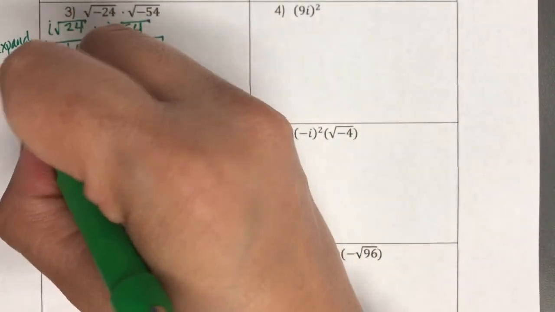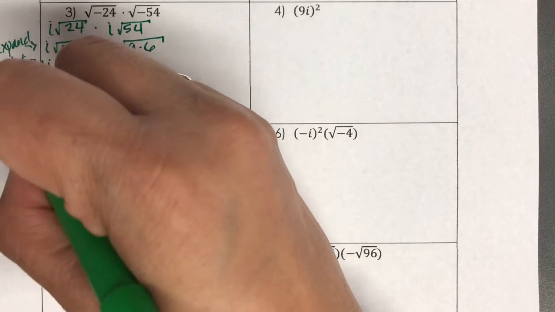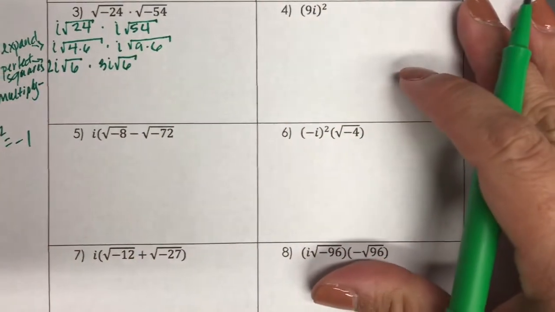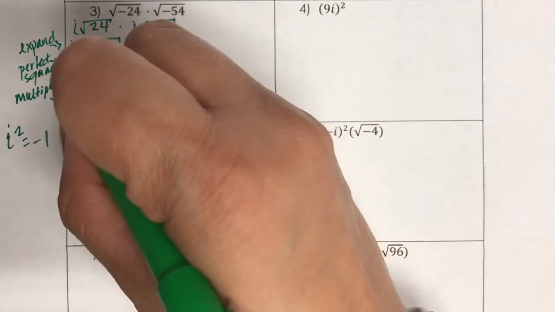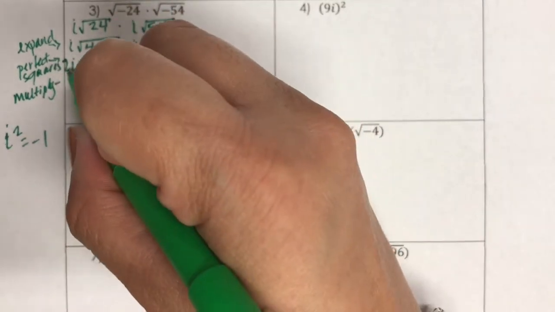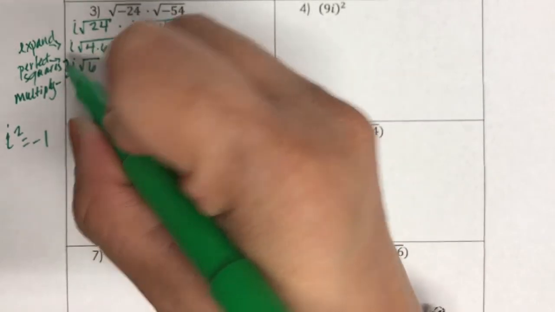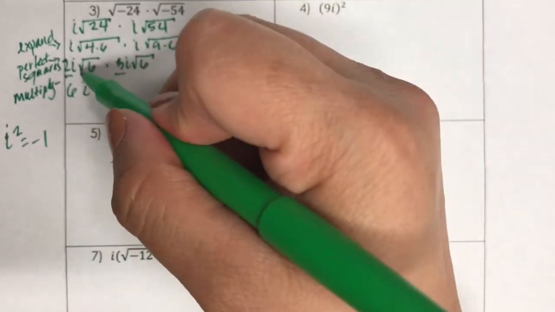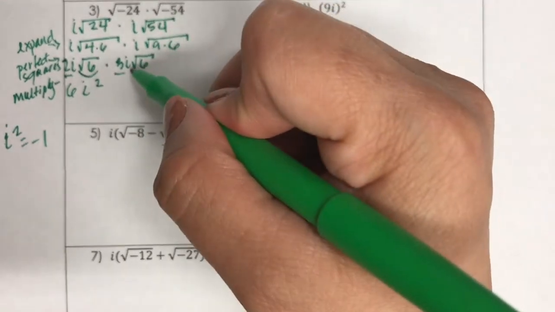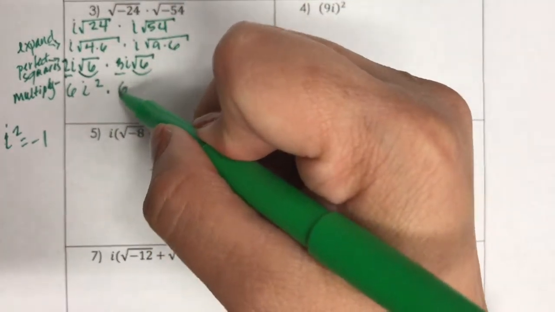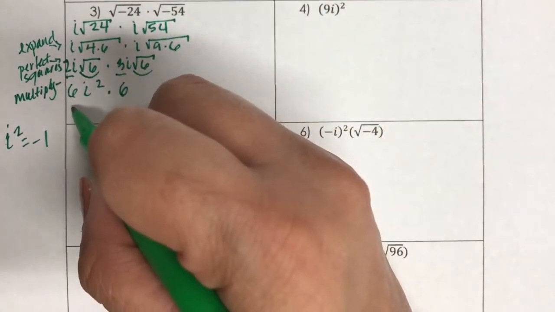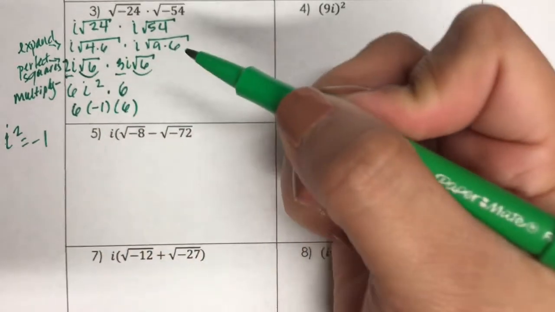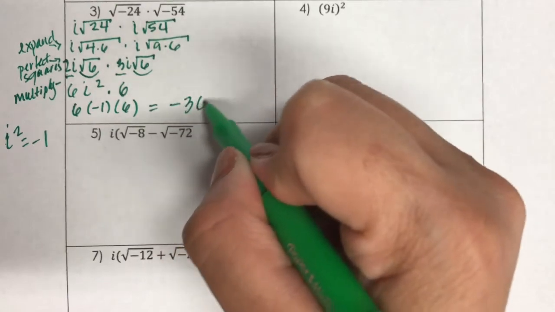We're going to simplify or multiply. Remember that i squared equals negative 1. So 2 times 3i, so I have 6i squared. Then I'm going to say the square root of 6 times the square root of 6 is going to give me 6. I'm going to simplify again. 6 times negative 1 times 6. My answer is negative 36.